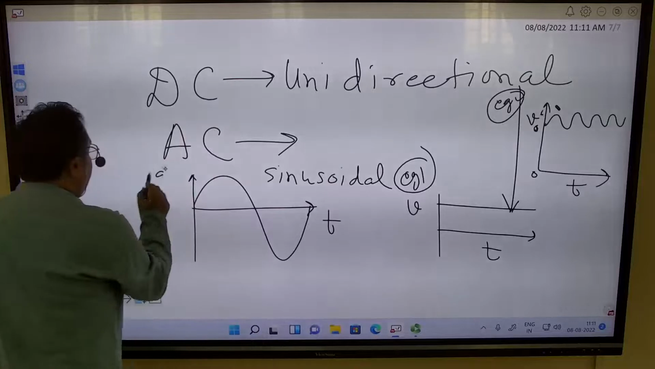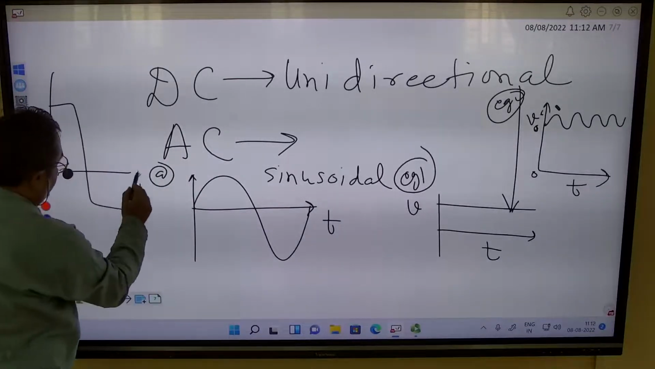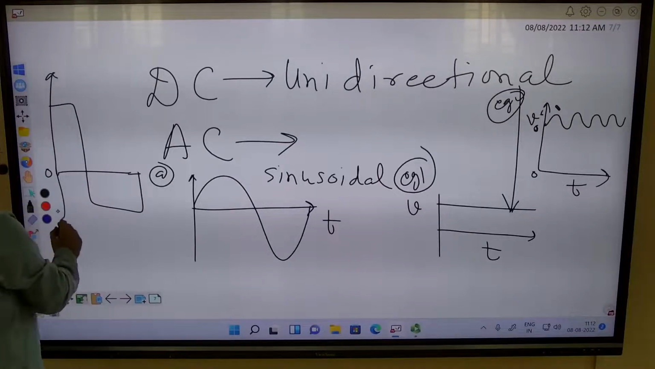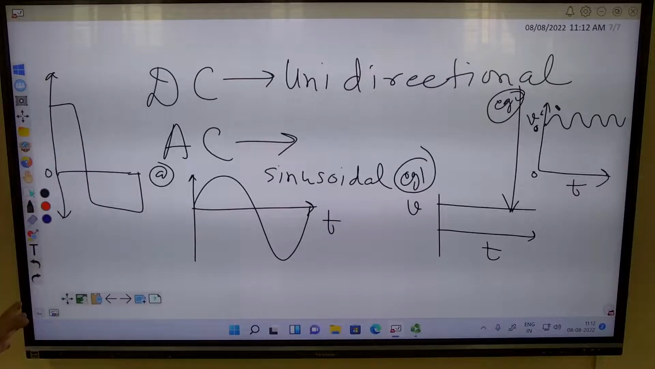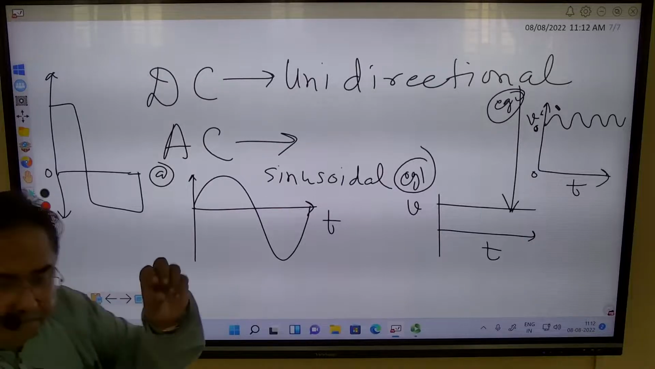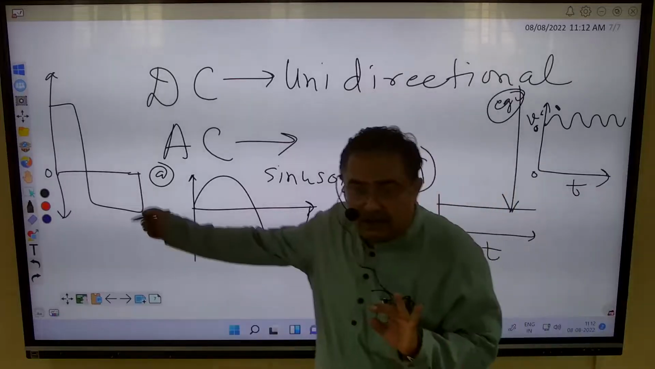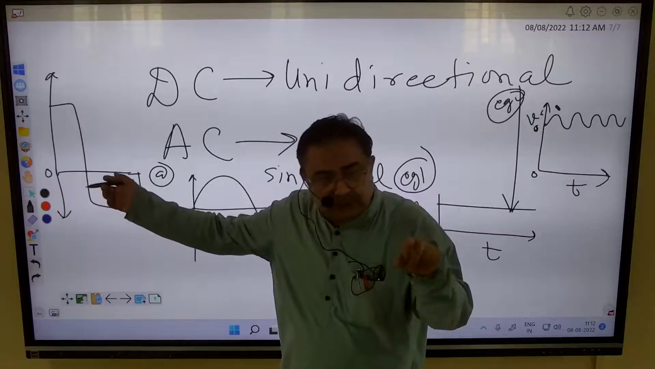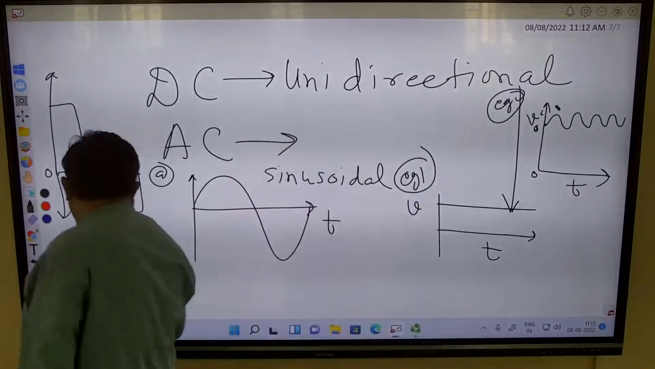Now I give another example. Is this AC? Yes. So don't form such a concept that only sinusoidal is AC. It can be a square waveform, it can be a rectangular waveform, but which has positive as well as negative. It can be a sawtooth. You know the waveform of sawtooth?